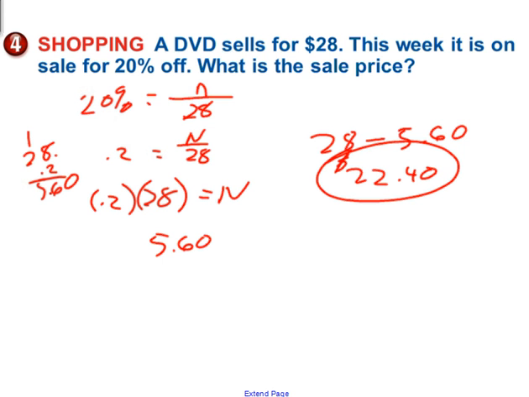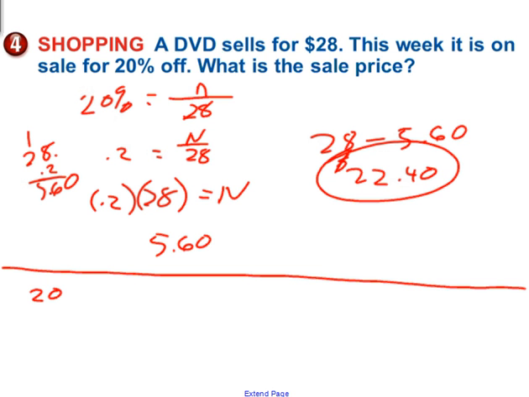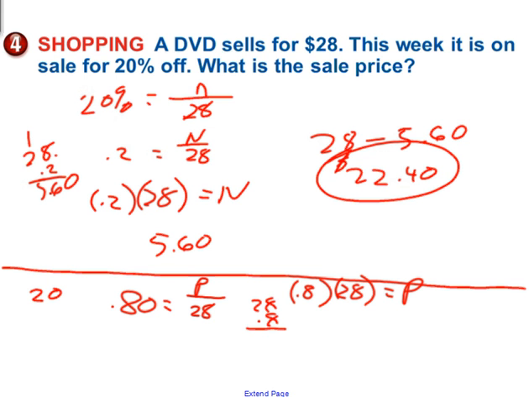That is the sale price. The second way to do that same exact problem is to calculate the percentage for the sale price right off. So if it's selling at a discount of 20%, that means I'm getting 80% of it. So 0.8 is equal to the sale price over the $28, which was the regular price. Multiplying both sides by 28, I get 0.8 times 28 is equal to the price. So 8 times 8 is 64. Carry the 6. 8 times 2 would be 16 plus 6 would be 22.4, or $22.40 is the sale price.